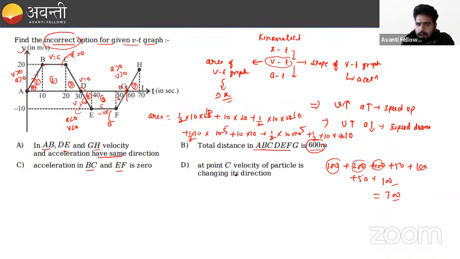Let us check option D. At point C, velocity of the particle is changing its direction. At point C, we can say that before point C and just after point C, velocity is positive. So we can say velocity is not going to change its direction. So in this manner, we can say that option D is the incorrect one. Here we have to choose the incorrect answer. By analyzing this problem, we have to know how we can calculate the area and the slope. So in this problem, option D is the right one.